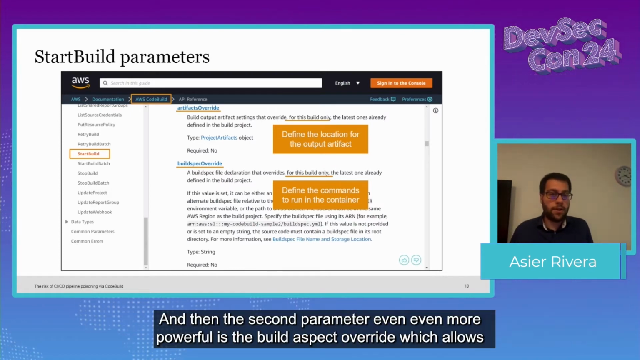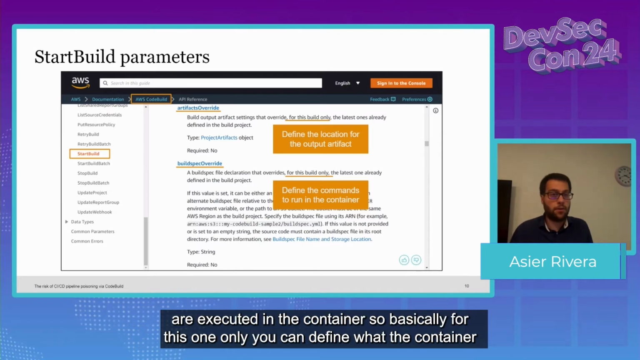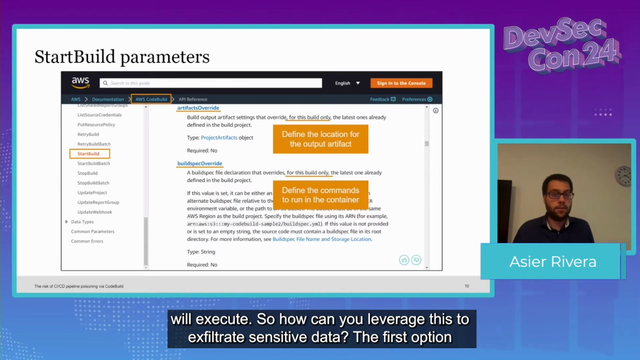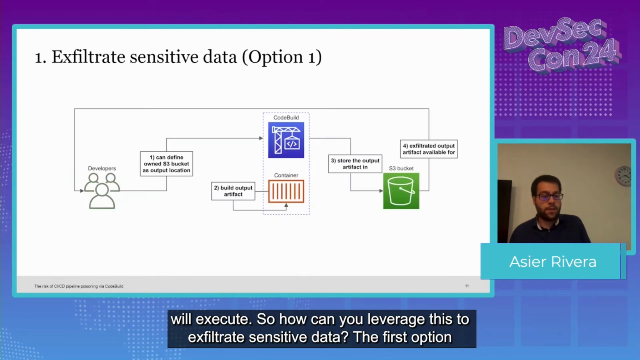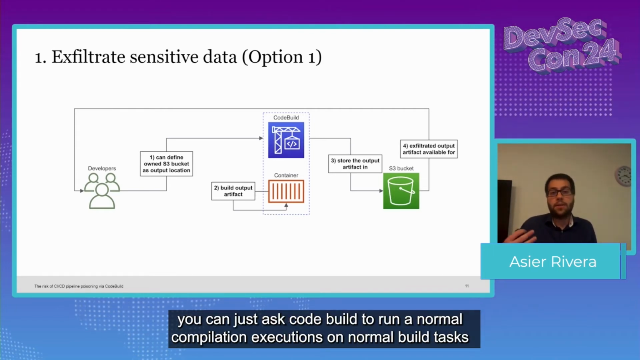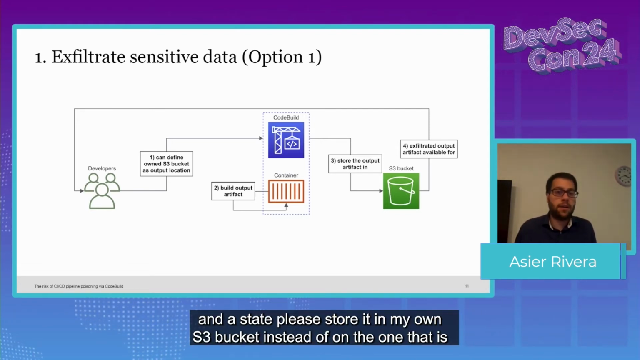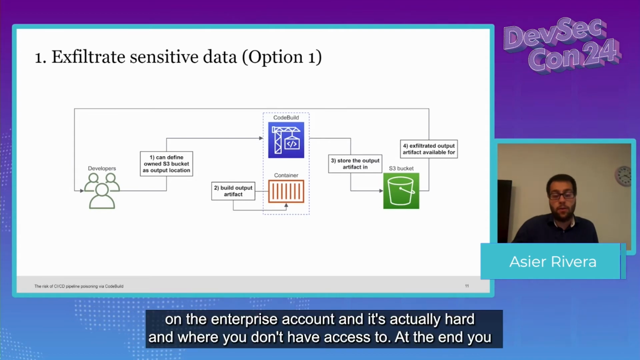And then the second parameter, even more powerful, is the buildspec override, which allows the developer to define a new buildspec file. So I already mentioned this determines which commands are executed in the container. So basically, for this build only, you can define what the container will execute. So how can you leverage this to exfiltrate sensitive data? The first option, you can just ask CodeBuild to run a normal compilation execution, a normal build task, and state, please store it in my own S3 bucket instead of the one that is in the enterprise account and is actually hardened, where you don't have access.